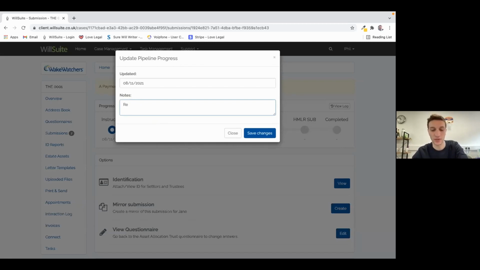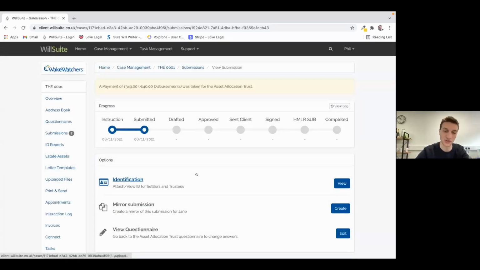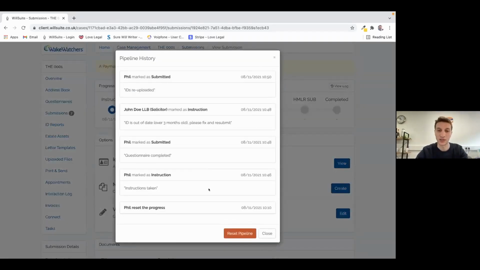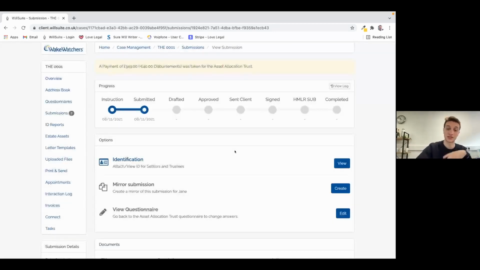So we're going to click on the submitted step, state that the IDs have been re-uploaded, and then we'll just put Save Changes. Again, this will notify the solicitors that you've made the amendments they requested. At this point, once the solicitors are happy with everything, they will move the case onto the drafted step. Again, we can see the log, which is very important actually, because it will contain all the notes and communications between yourselves and the solicitor's team and the solicitor.